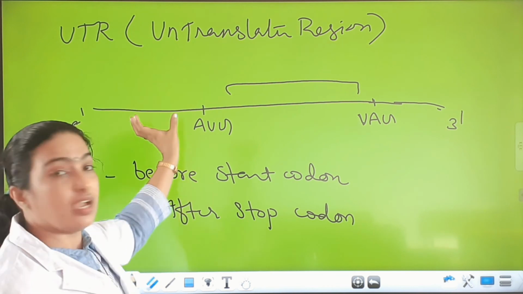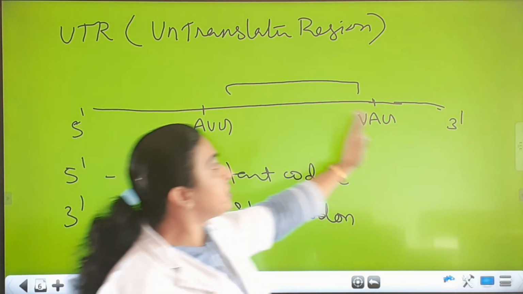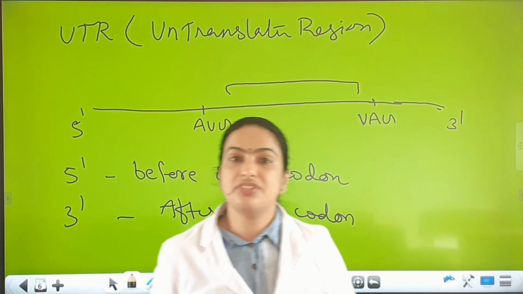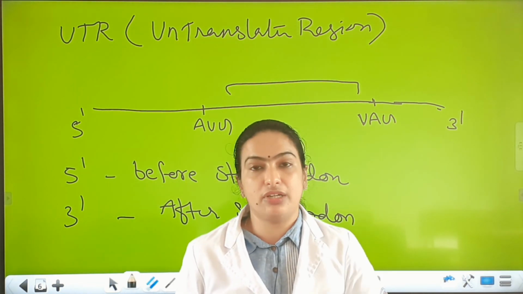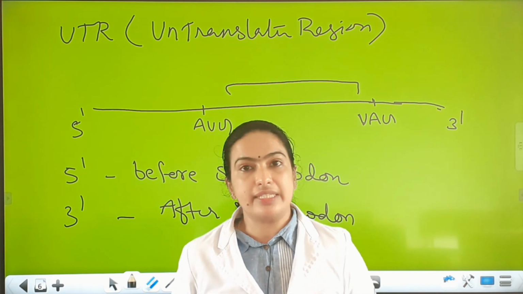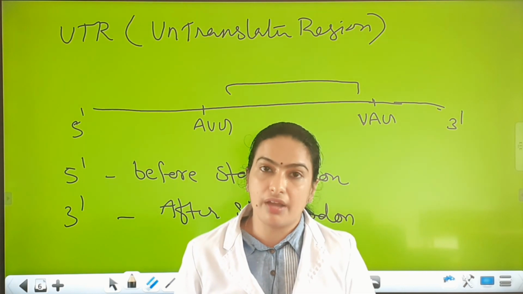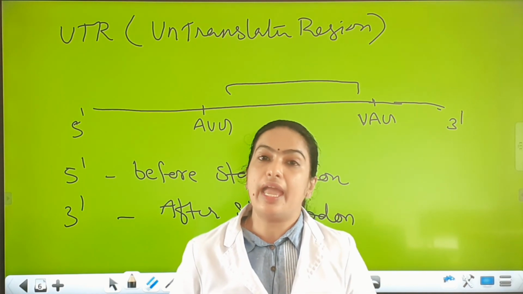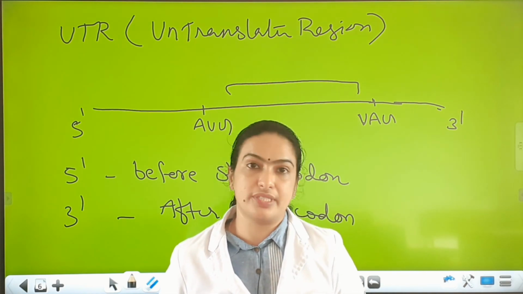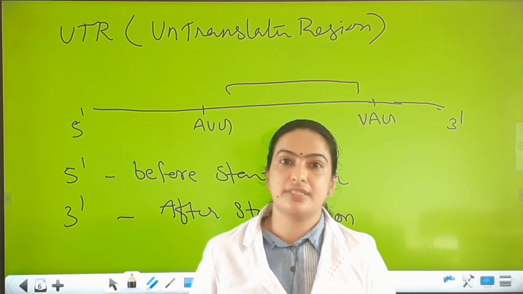The region on the mRNA strand before the start codon and after the stop codon is called the untranslated region because these regions do not take part in the translation process, and that region or UTR is essential for the efficient translation process. That's all about the translation process. Thank you.